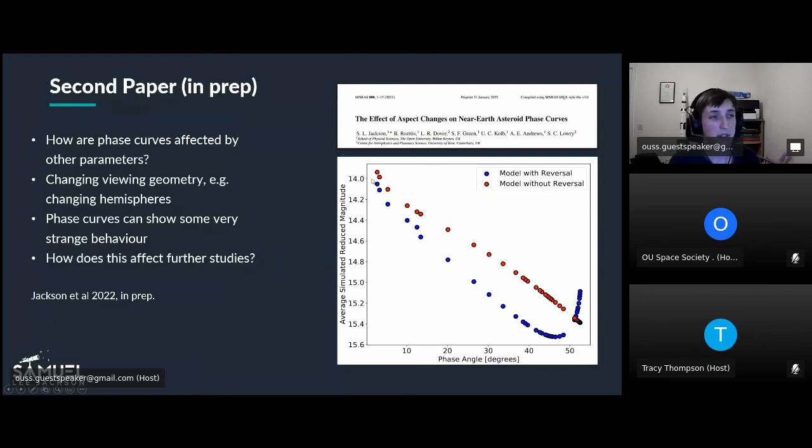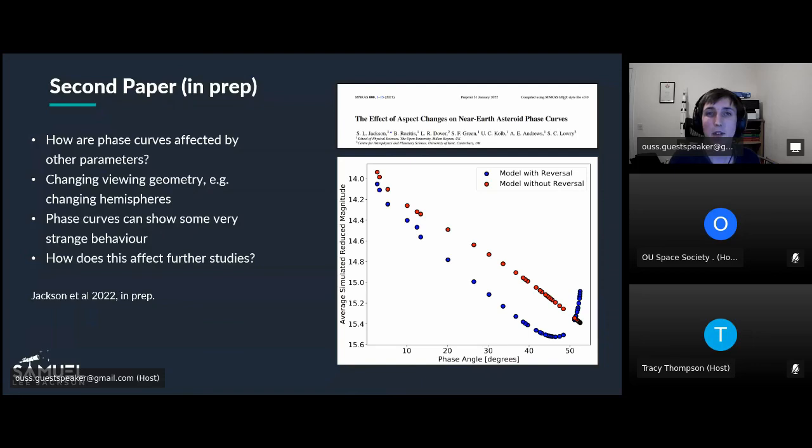But under certain geometries, bear in mind we simulated both of these data sets with the same surface material, under certain geometries and shapes, you can make the phase curves do completely unrealistic things like start to increase in brightness as the phase angle goes up. And this goes completely against everything we know about how phase curves should operate. And if you were to try and interpret the blue data solely in terms of the properties of the surface material, you would completely misunderstand what the surface is made of.